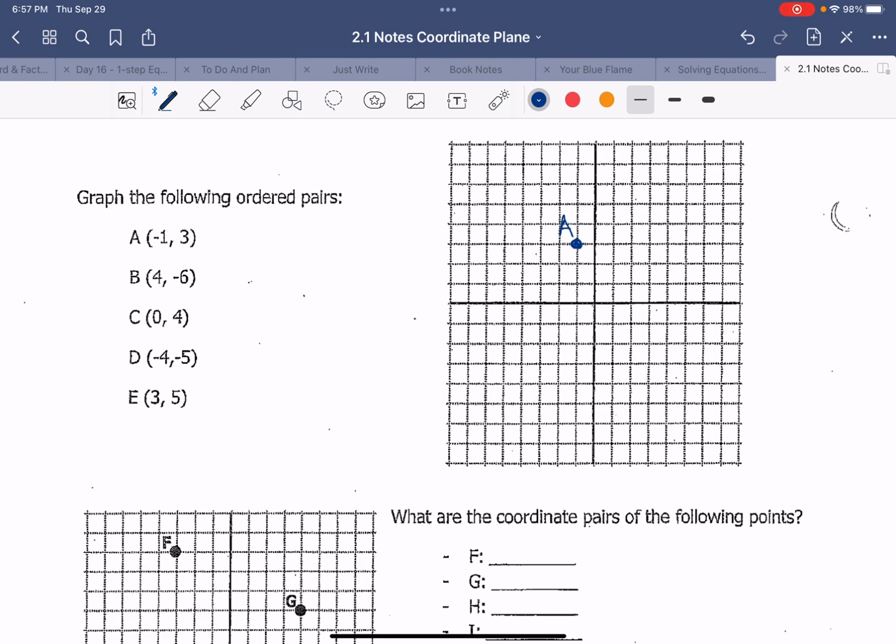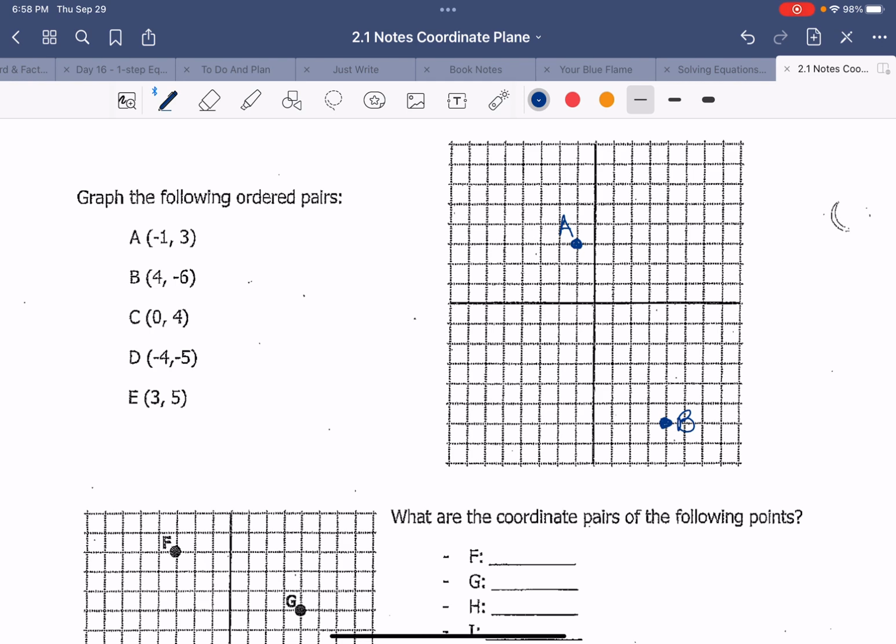Let's look now at point B here. I'm going 4 in my x direction, so I'm going to start at 0, and I'm going to go in my positive direction. 1, 2, 3, 4, and then I'm going to go down 6 because that is negative. 1, 2, 3, 4, 5, 6. So my point is right here. Remember, this is negative, and I'm going to put my thing here. This is point B.